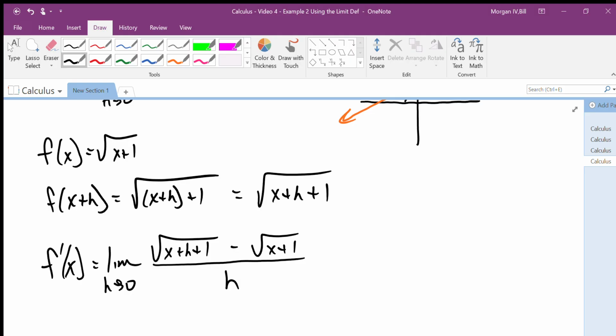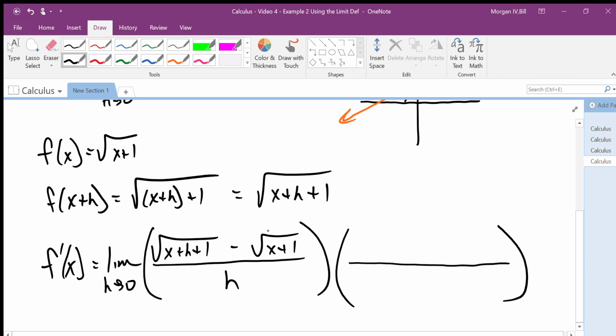The issue here is I have the square roots. It would be nice to be able to get rid of those square roots. And algebra can save us by taking this entire fraction here and multiplying it top and bottom by the conjugate of those two terms in square root. Now the conjugate, remember, you keep the first term the same, but you change the sign of the second term. So we have the square root of x plus h plus 1. That stays exactly the same. Instead of minus here, though, I have plus the square root of x plus 1.